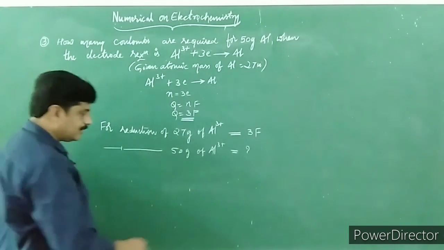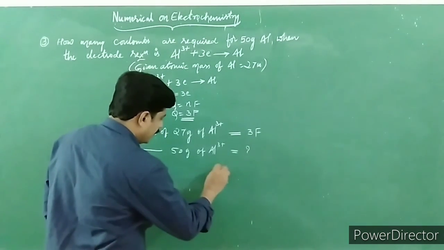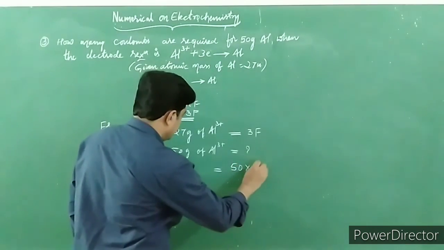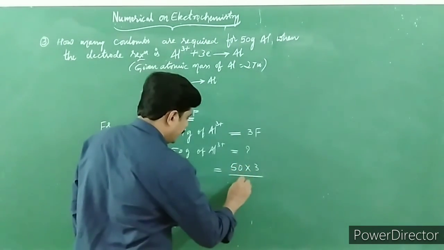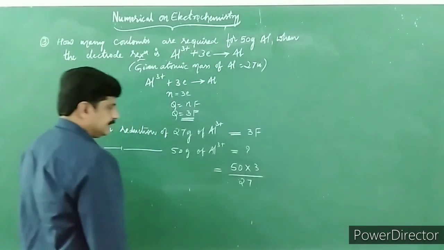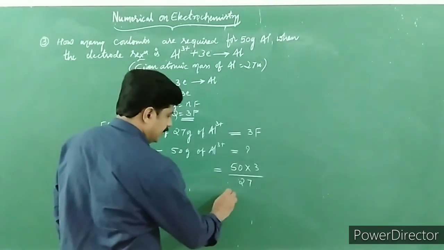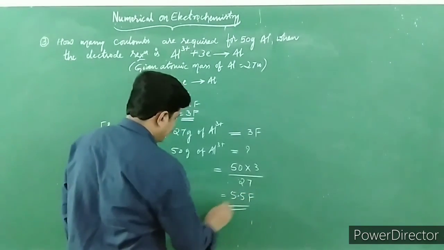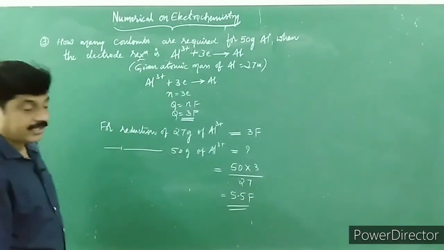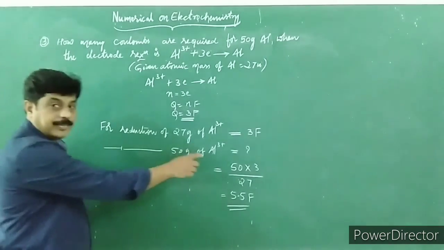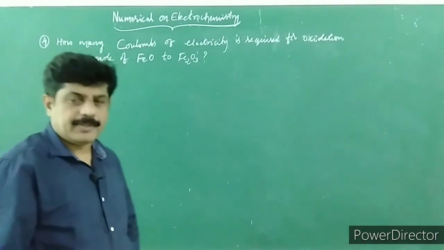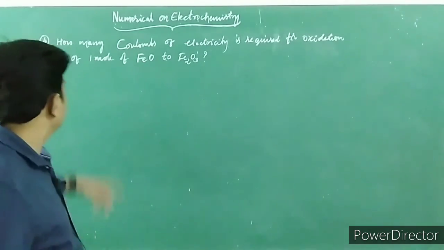You go for the cross multiplication. Look at here. You're going to get 50 into 3 upon 27. That means you are going to get 5.5 Faraday of charge for the reduction of 50 grams of aluminium ion with respect to aluminium. Children, let me go for one more simple numerical.